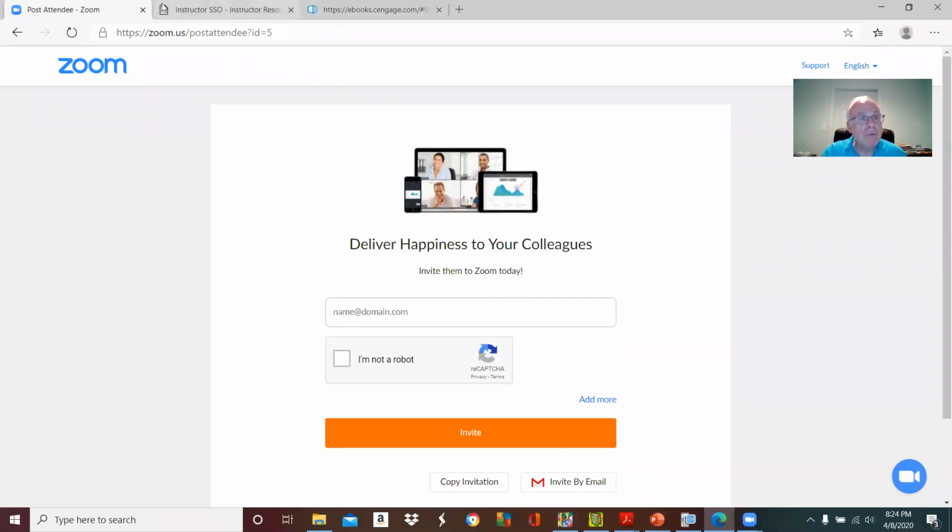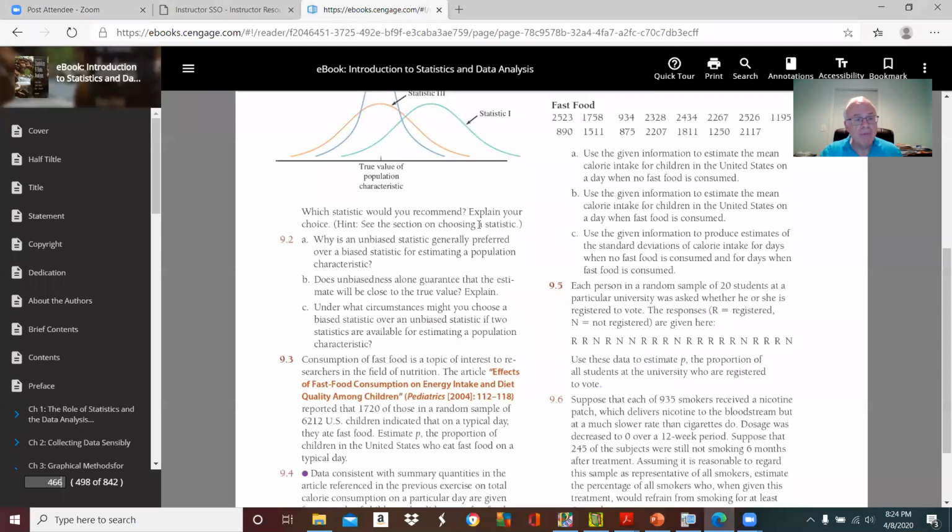So where is the textbook? Here it is. We're going to start on page 466, and look at problem number 9.5, this one right here. It says each person in a random sample of 20 students at a particular university was asked whether he or she is registered to vote. They responded with R if registered, or N if not registered. Here are the results of the 20 students. Use this data to estimate p, the proportion of all students at the university who are registered to vote.